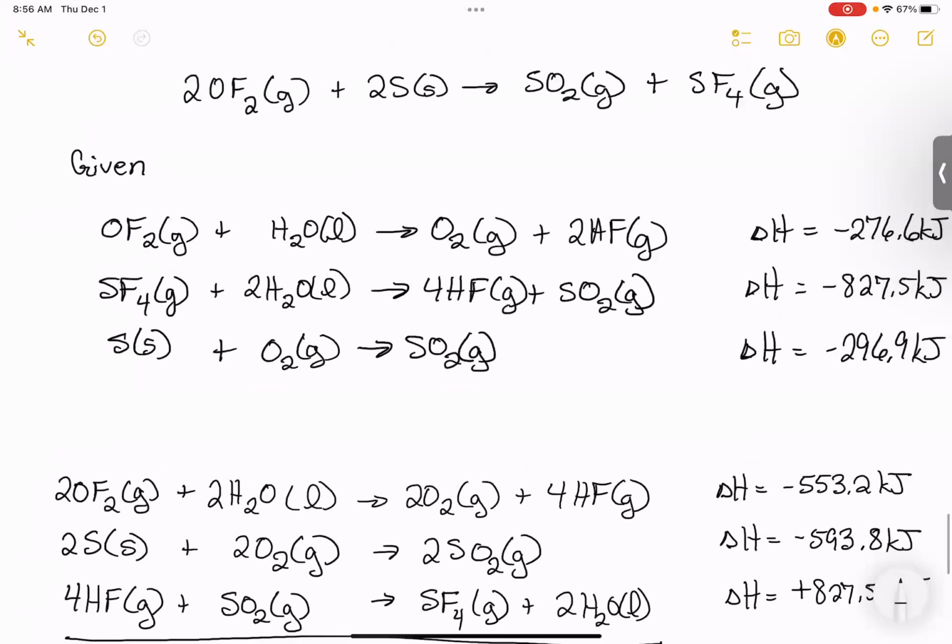Okay, so I gave you the equation 2 OF2 plus 2 sulfurs goes to form SO2 gas plus SF4 gas. I gave you 3 equations to work from. The first one was not balanced, so it had to be balanced.